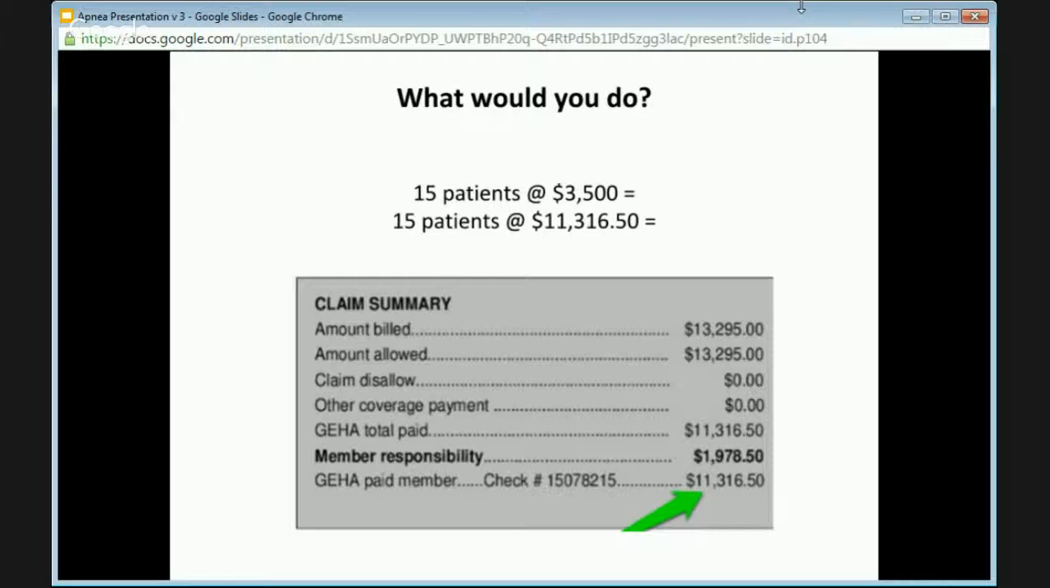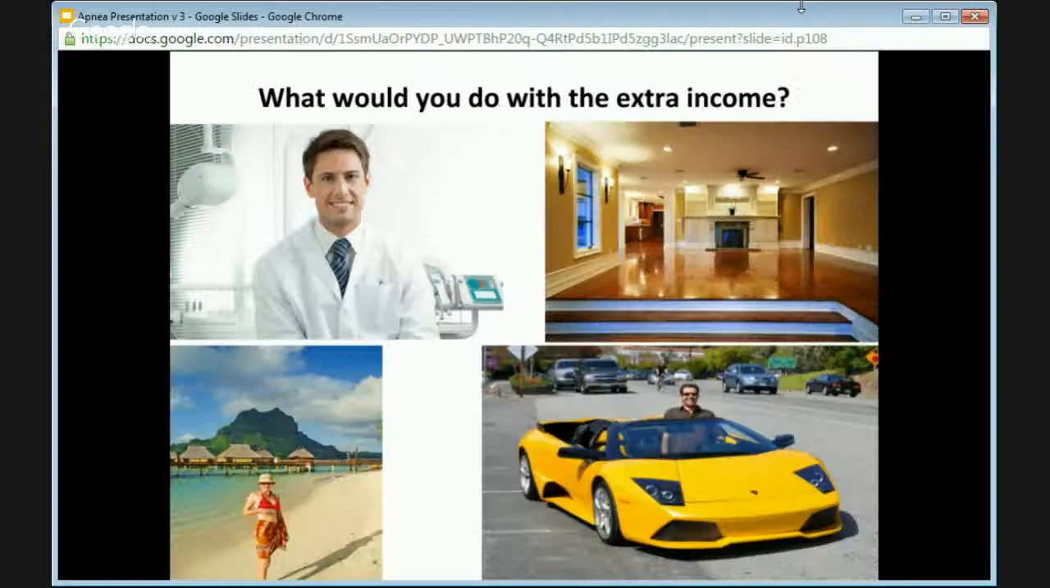Let's say it's only $3,500 a patient that you get per case. 15 patients. I don't even know what that is math-wise, but that's a tremendous amount. What if you got paid $11,316.50 per patient? How many patients would you just treat? 1 or 2? No, you could still treat everyone. I tell you that because the extra revenue to your practice could really actually help you achieve the goals that we talked about earlier. And maybe your goal is you want to have an associate come in. Maybe that's what your goal is.